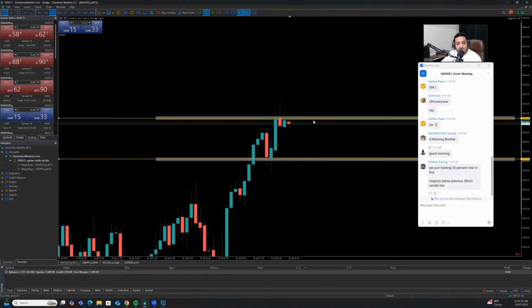And the 50-minute closed with the same size as the previous candle, clearly showing it dropped the volume.